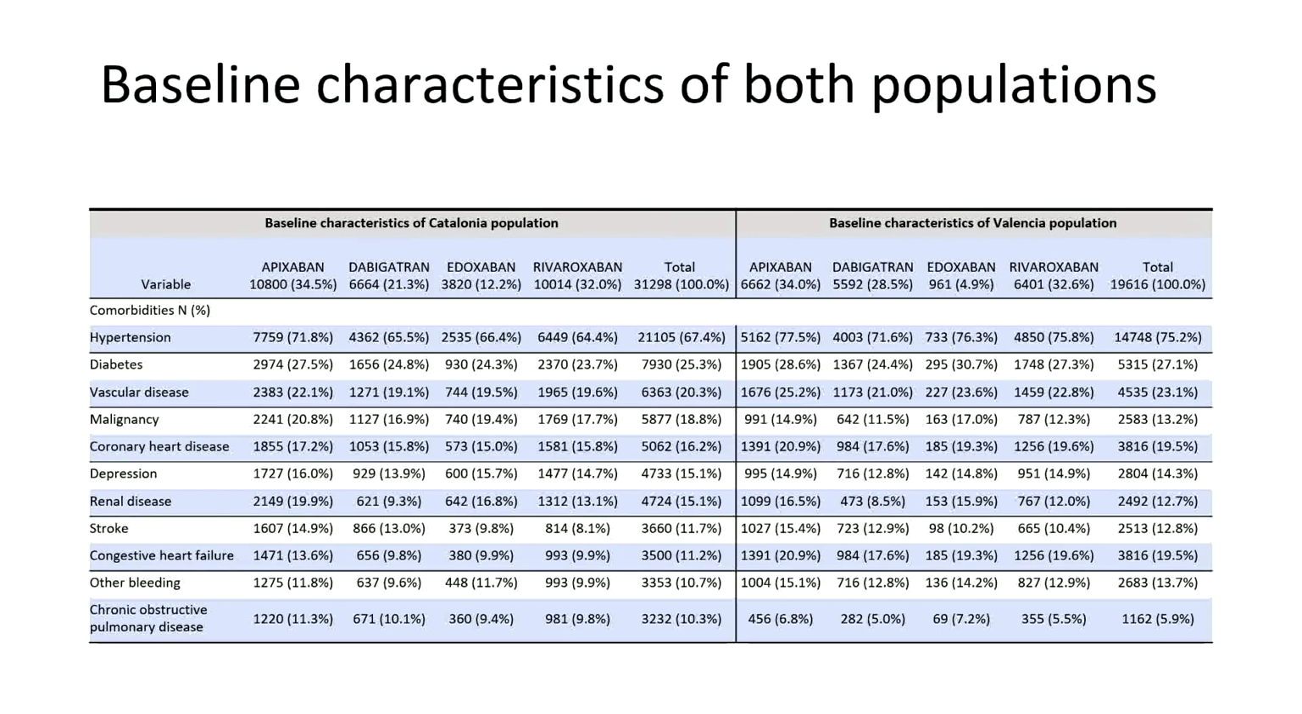The table shows that hypertension, diabetes, and vascular disease were the most common comorbidities in both cohorts. Other comorbidity diagnoses were included but are not shown in this table. Only those with more than 10% in either cohort were included.